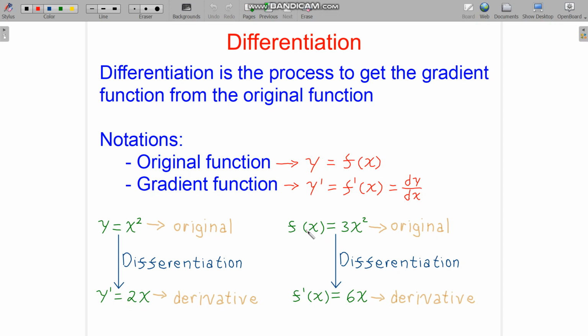So if the original, y or f of x, is 3x squared, after we differentiate, we get 6x, which is the derivative.